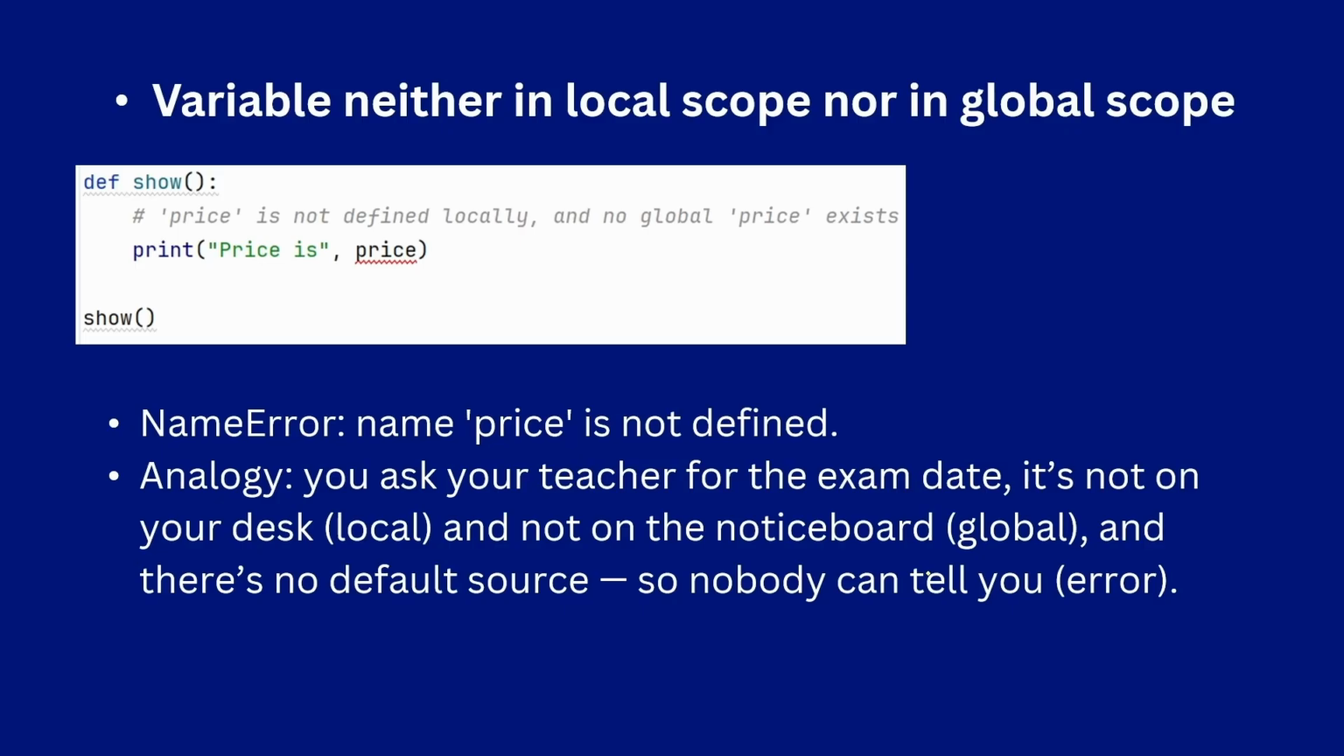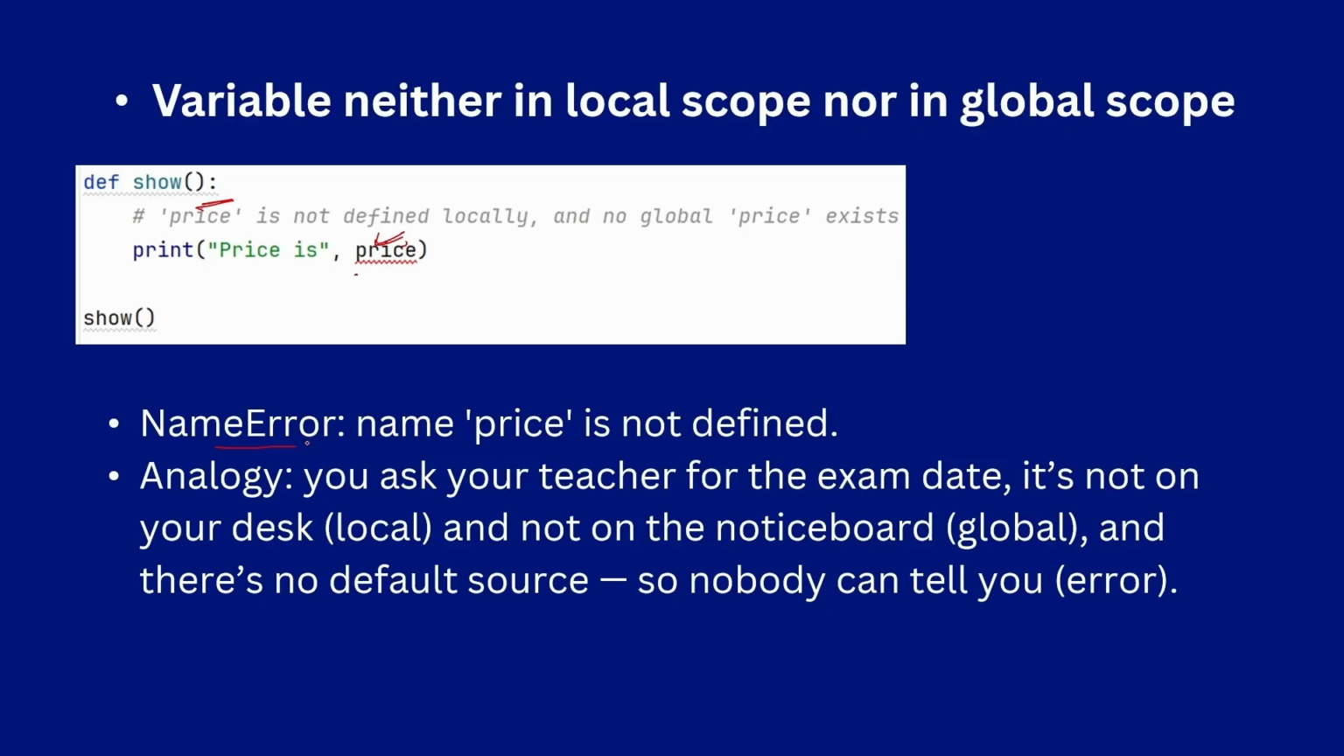Next is a variable neither in local scope nor in global scope. Here we have this example. This is our function, and we say print price. Now price is the variable. We look for it locally, but locally we have no value for price defined inside this function, so we check outside. Globally also this variable is not present. So what happens is it gives us an error. It gives us a NameError: name 'price' is not defined.